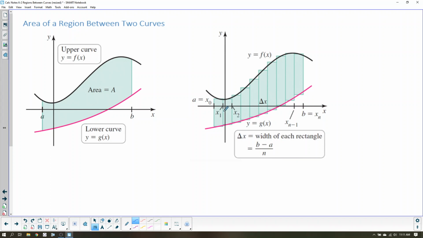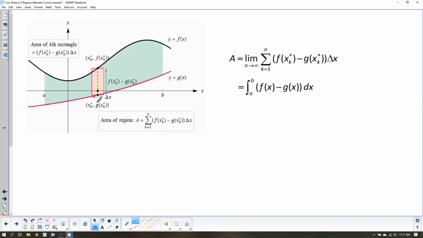As before, for the width, we're going to use equal widths. So delta x will be the width of the rectangles, which will still be b minus a over n. If we take a typical rectangle from this type of partition, then we need to figure out the dimensions. We've already said that the width is delta x. The height of the rectangle, though, is going to be the difference in the function values. So you take whichever one is the upper function value, and in this case f of x is the upper function value, and you subtract off the lower function value. So f of x minus g of x would give us the height of this rectangle.